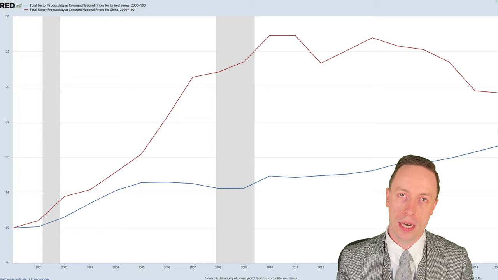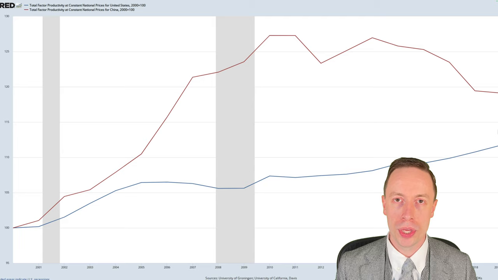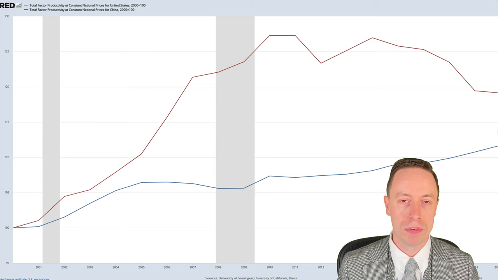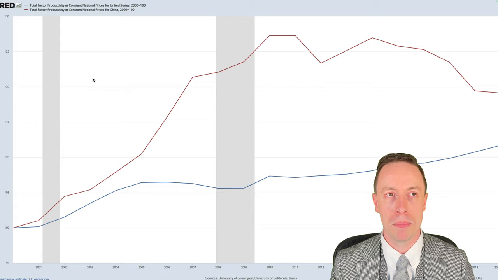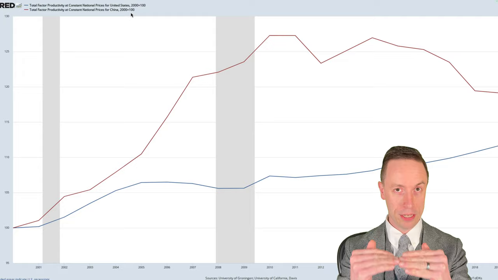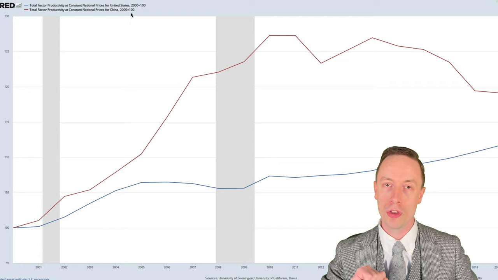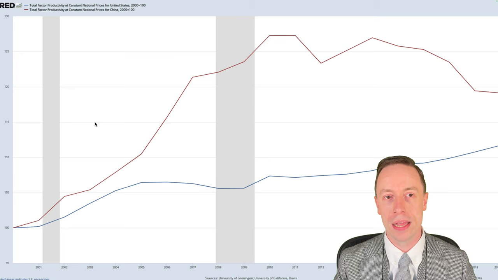The way I'm showing it to you here, as always, formatted through the Federal Reserve Economic Data Service, FRED, is that for both countries, we're starting at the number 100 in the year 2000. So that doesn't mean that productivity is equal between these countries. We're just setting that as the reference point within each country. And then we're seeing how productivity evolves relative to that reference point.